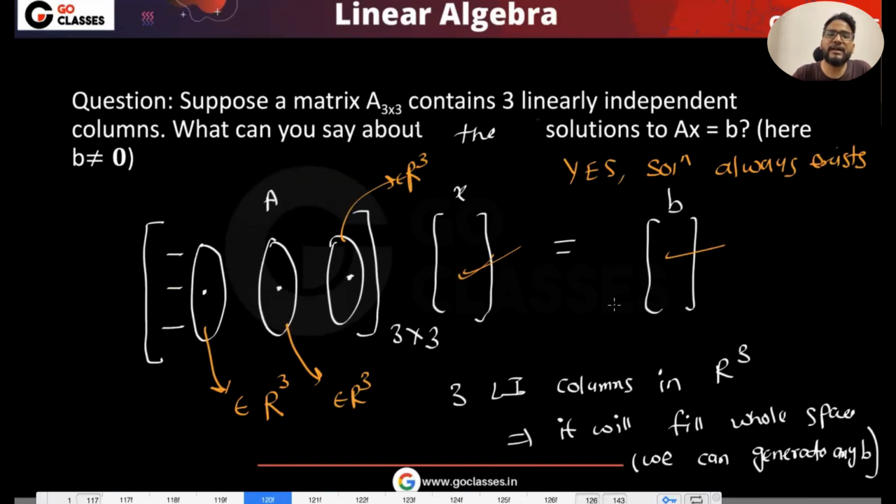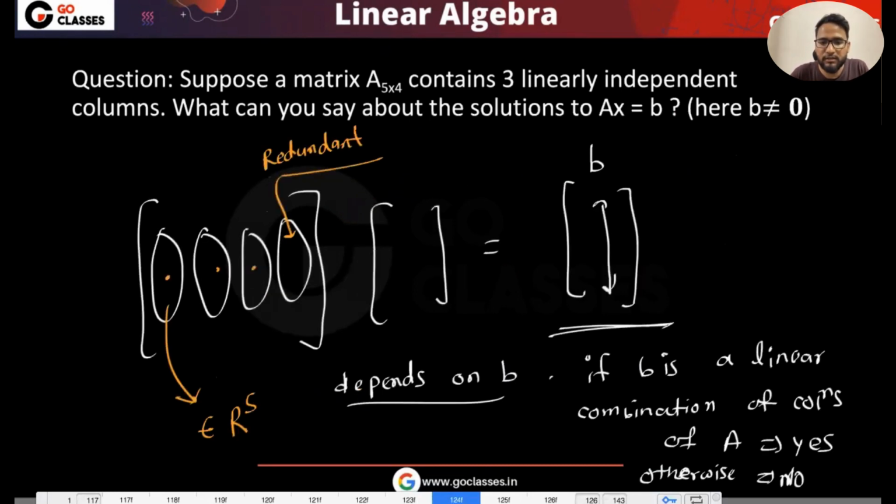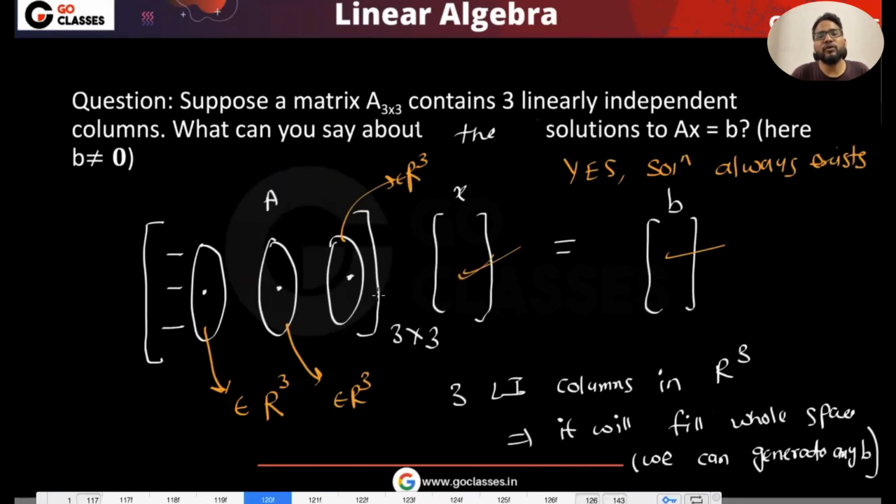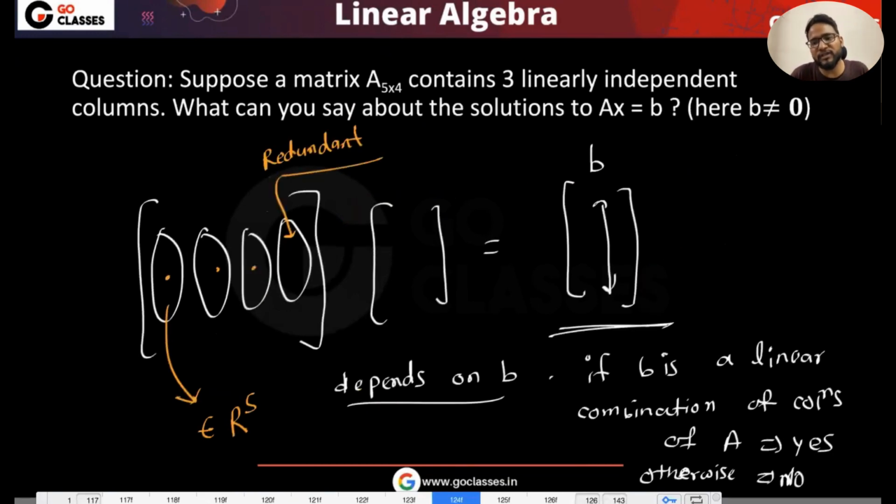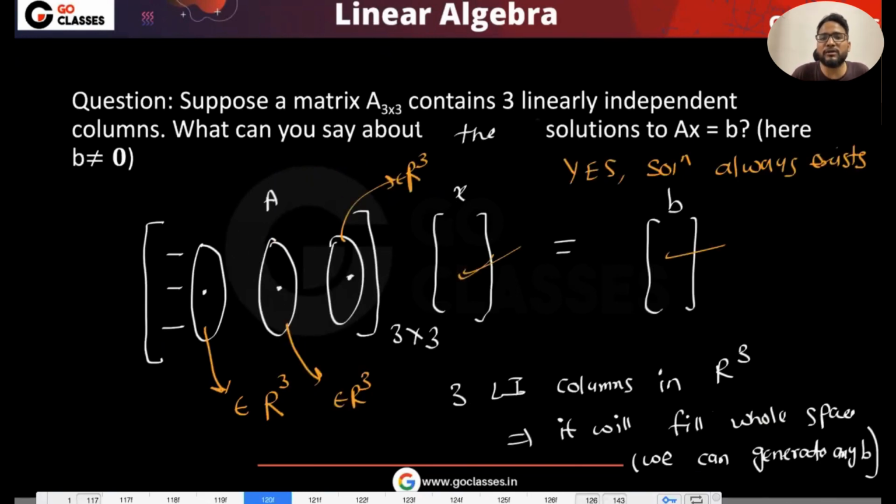Yes, very nice. It is always the case. Actually, this otherwise even does not exist here, because it is filling the space. So you will always have the solution. See, here I said if it is a linear combination of columns of A, then I have the solution. Otherwise, I do not have the solution. But here this otherwise does not exist because it is a linear combination of columns of A. You give me any B, it is a linear combination of columns of A, isn't it? So here it is not even a question whether it is a linear combination of columns of A or not.